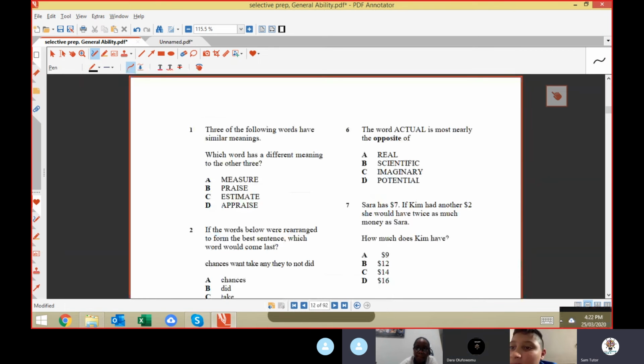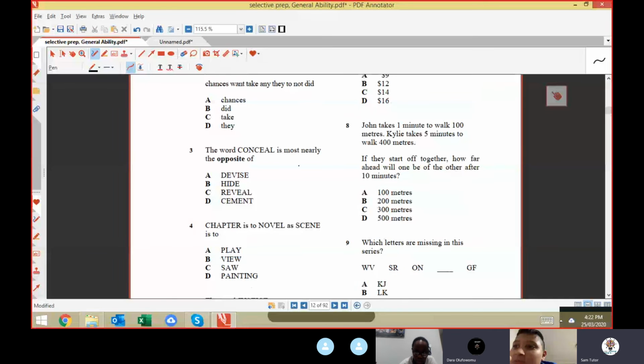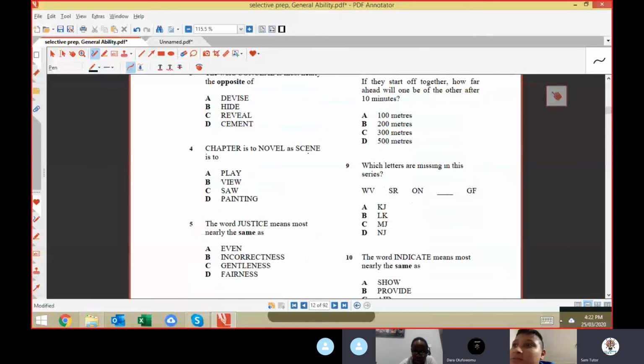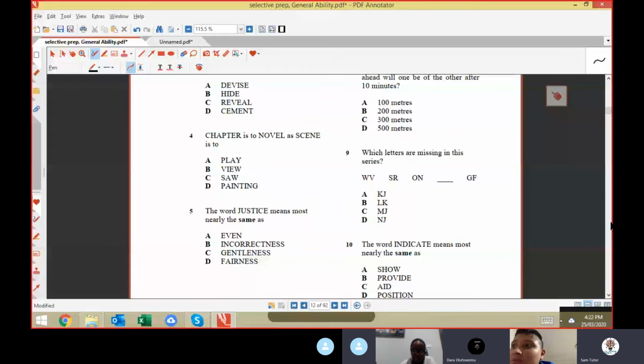Should we do more of the coding questions or more of the math questions? Coding. More coding first? I think we should finish off all the coding today. We'll do all coding questions today, and then next week we should do the math questions. I agree with that. Okay. Number 9.